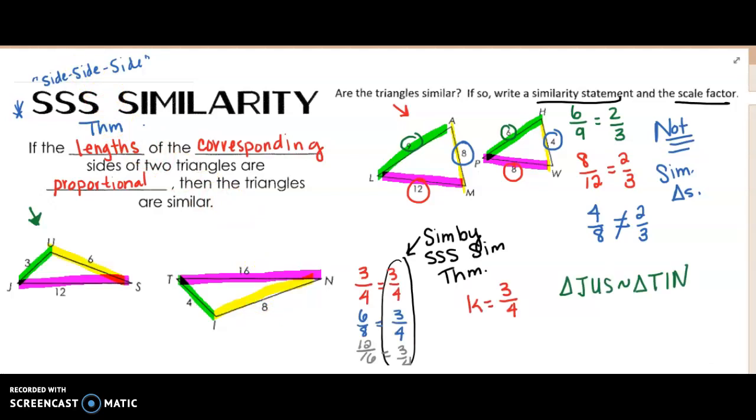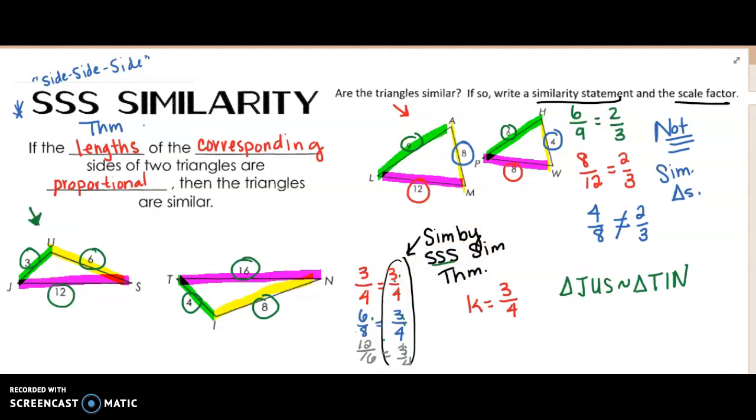If you labeled all the corresponding sides, these are what you should have had as far as colors. When I check the smallest side, it's 3 and 4, which is 3/4. My 6/8 reduces to 3/4. And then my 12 and my 16 also reduce to 3/4. Because all of these have the same proportion, I can say yes, these two triangles are similar by the side-side-side similarity theorem.